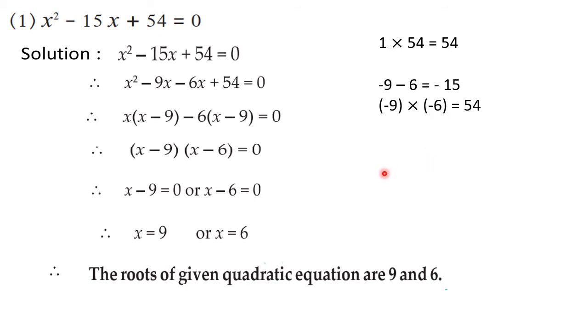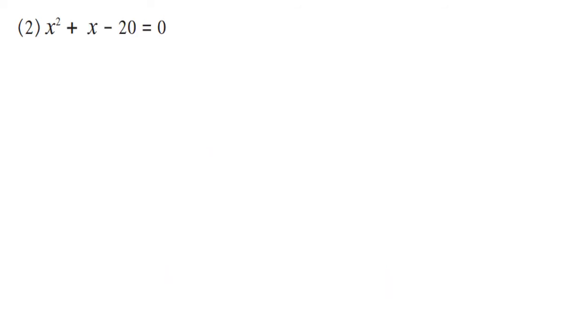Okay, now let us go towards the second question. Question number 2: x square plus x minus 20 is equal to 0. So first of all, observe whether the given equation is in standard form or not. So yes, the given equation is in standard form, that is x square plus bx plus c is equal to 0. How to recognize? It is very simple, as I have told, that all the terms should be on the left hand side and you should have equal to 0 on the right hand side.